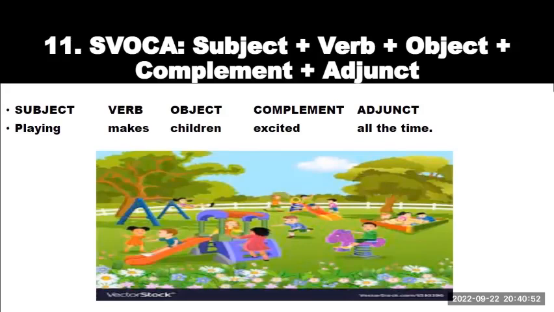If you say playing makes children, the listener will ask you an obvious question. Playing makes children what? There are many things that playing could make children; playing could make them happy. Well, if they get wounded, of course, playing also makes them angry sometimes. When in the process of playing they get injured, they get angry. So if you say playing makes children, someone will ask, playing makes children what? And the complement is excited.